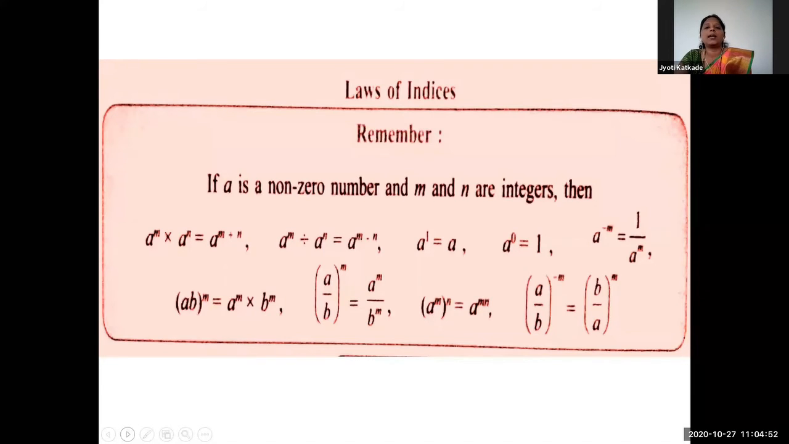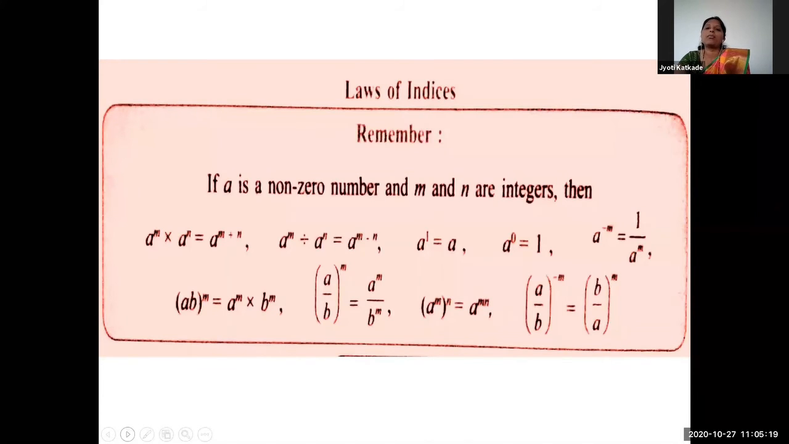Then a raised to m divided by a raised to n is equal to a raised to m minus n. When the base is the same and division is there, then take the subtraction of the powers. Then a raised to 1 is equal to a, meaning if the power of any number is 1, then the answer we get is that same number. Then a raised to 0 is equal to 1.